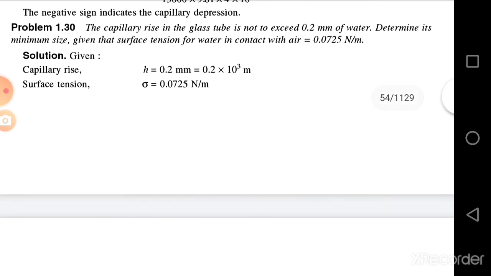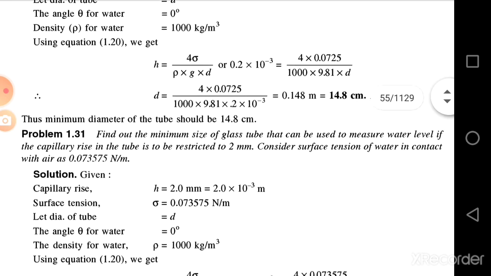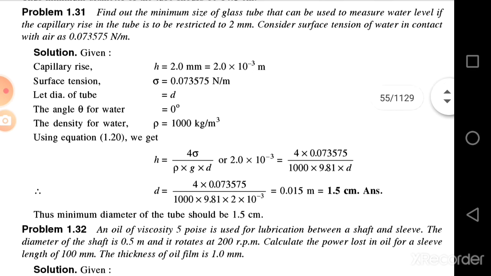Another simple problem. The capillary rise in the glass tube is not to exceed 0.2 millimeter of water. Determine its minimum size, given that the surface tension for water in contact with air is 0.0725 Newton per meter. So h is 0.2 mm, surface tension is 0.0725 Newton per meter. Take the diameter as d, substitute in the expression h is equal to 4 sigma by rho g d. You get the diameter as 0.148 meter, that is 14.8 centimeter.